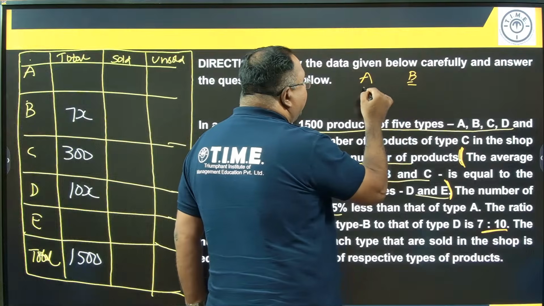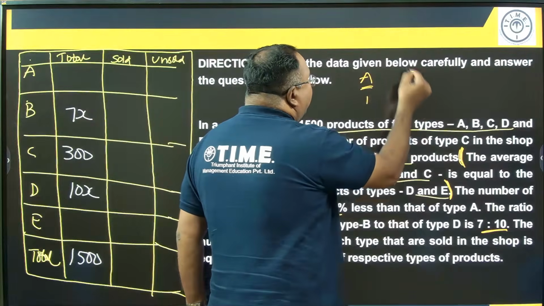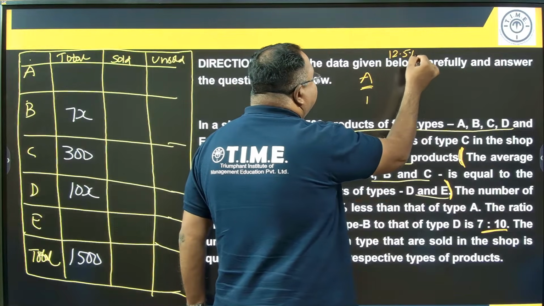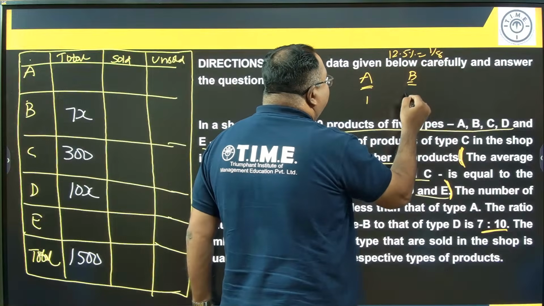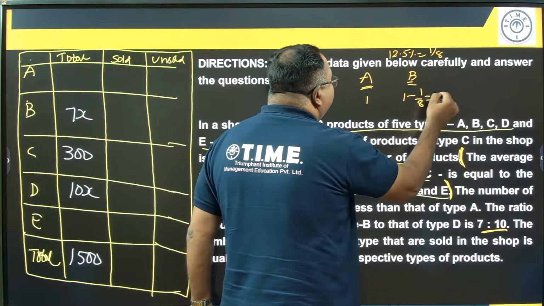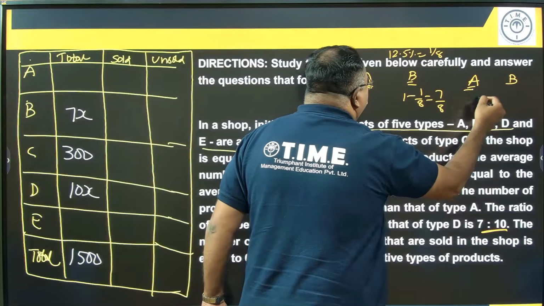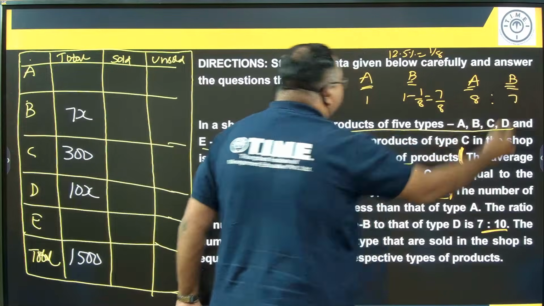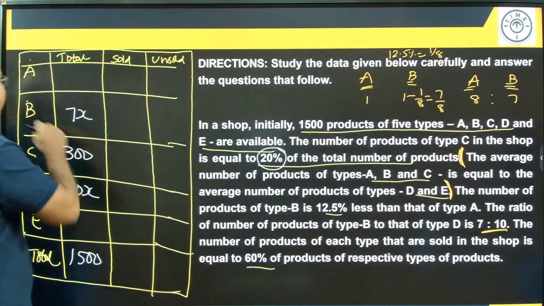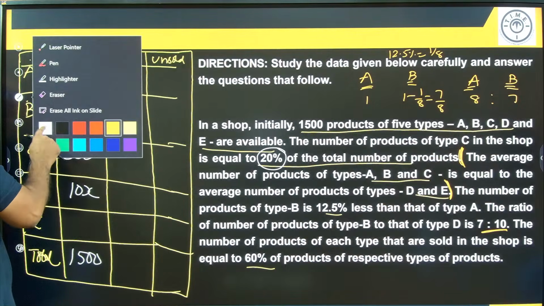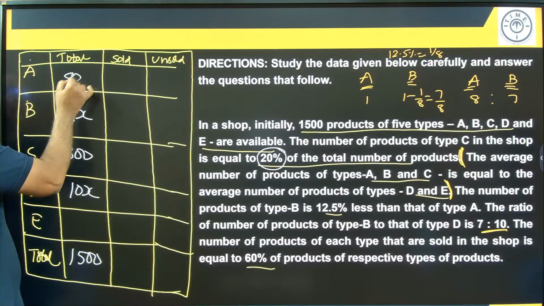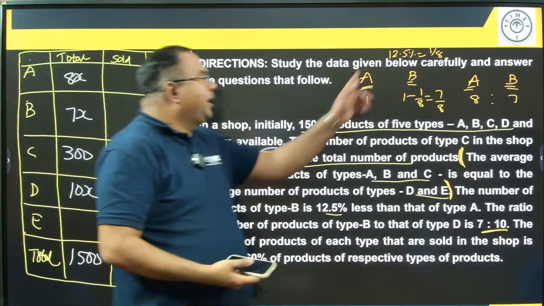If A is 1, 12.5% will be 1 by 8. 1 by 8 less than this. 1 minus 1 by 8, it is 7 by 8. If I multiply both sides by 8, the ratio should be 8 is to 7. Now B is 7 parts. We have B 7x, 7 parts, 7x. A is 8 parts, 8x. You got this now? B is 12.5% less than A.